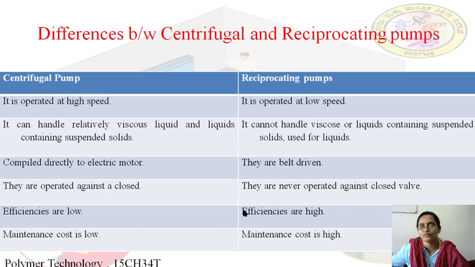Efficiencies are low for a centrifugal pump. Efficiencies are high for a reciprocating pump. Maintenance cost is low for a centrifugal pump. Maintenance cost is high for a reciprocating pump.